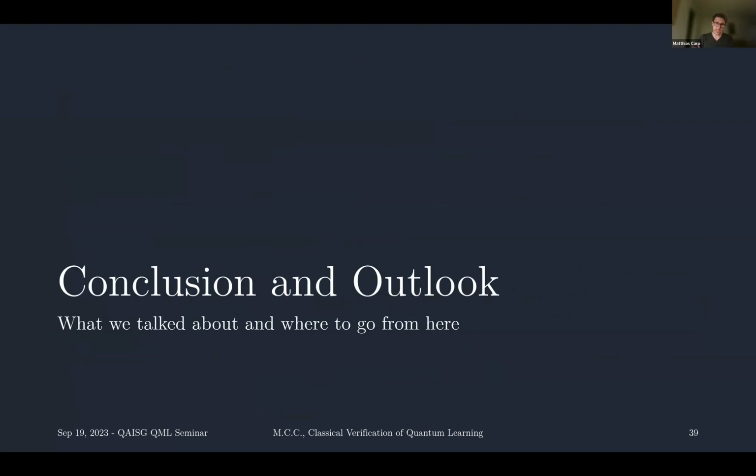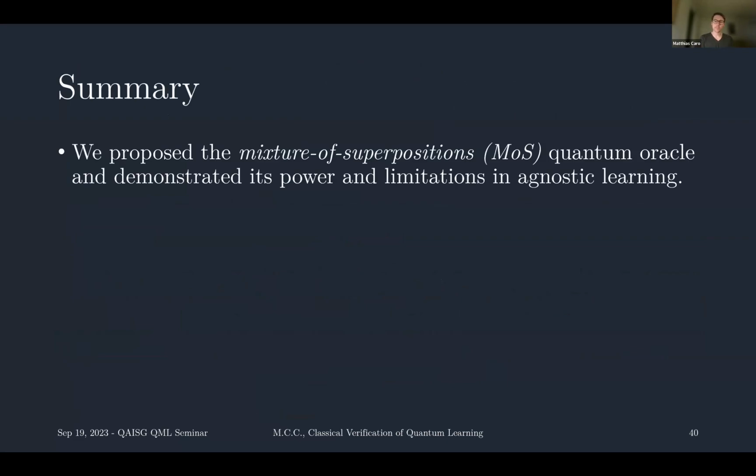All right, let me conclude, and then we have time for some questions. So the first thing I told you about is we proposed this mixture of superpositions quantum data oracle, and we showed that it's very powerful for agnostic learning if you know that the inputs are uniformly random, but we also showed it's not arbitrarily powerful.